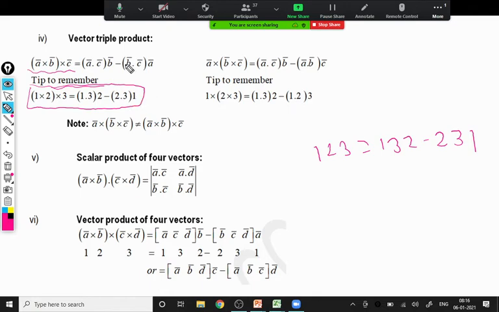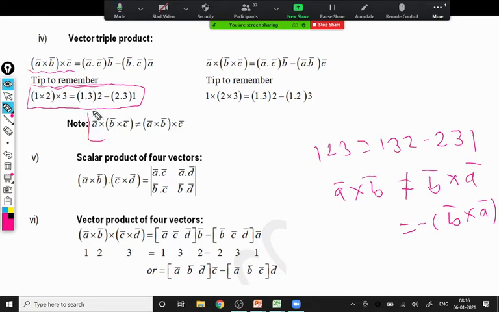But remember, this cross product is not commutative. We already know that A cross B is not equal to B cross A. Actually, A cross B is equal to minus of B cross A, and because of that they are not equal. Similarly, this cross product is not associative. This is not associative also.